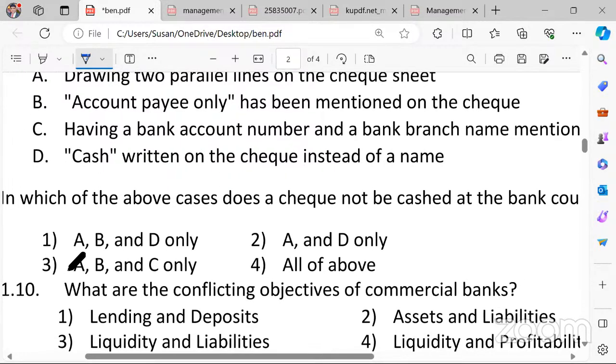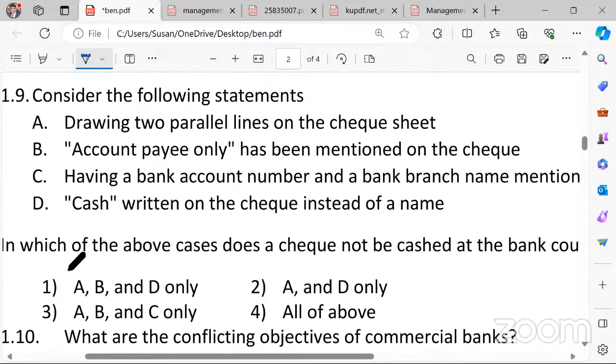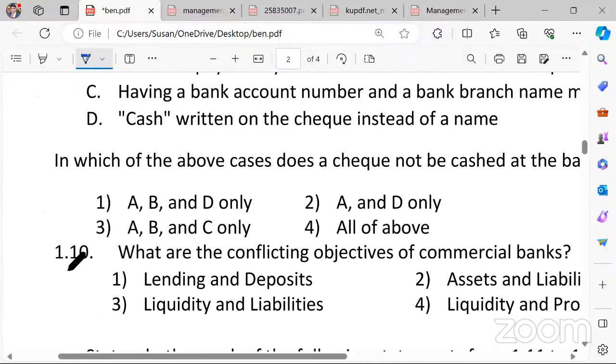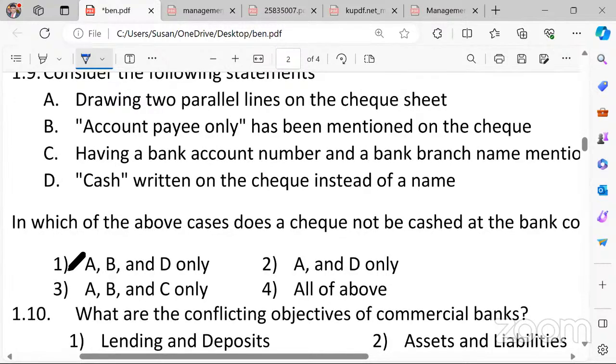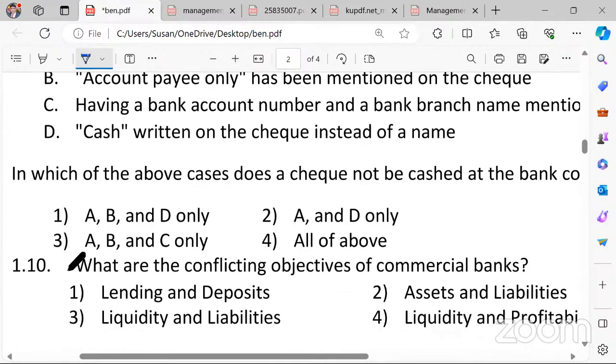You answer first. 1, A, B, and D. 2, A and D. 3, A, B, and C only. 4, all of the above. In which situation can we not encash the check at the bank counter?